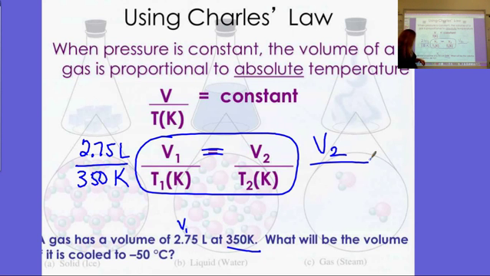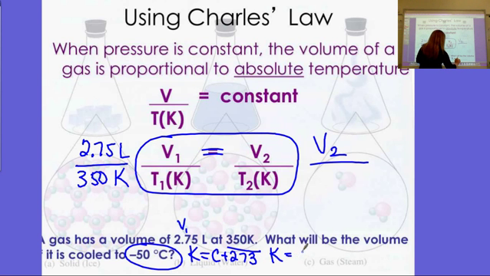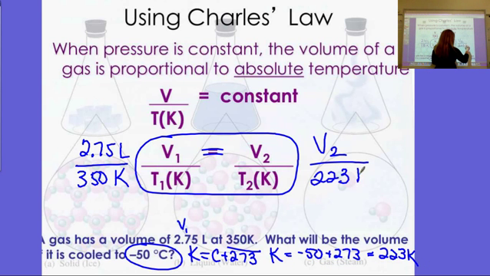If it is cooled to negative 50 degrees Celsius, here's the only curveball that can be thrown your way. Negative 50 degrees Celsius is not in Kelvin, so we're going to have to change that. K equals C plus 273. K equals negative 50 plus 273, or 273 minus 50, would be 223 Kelvin. Has to be in Kelvin. The units have to match, and it has to be an absolute temperature.